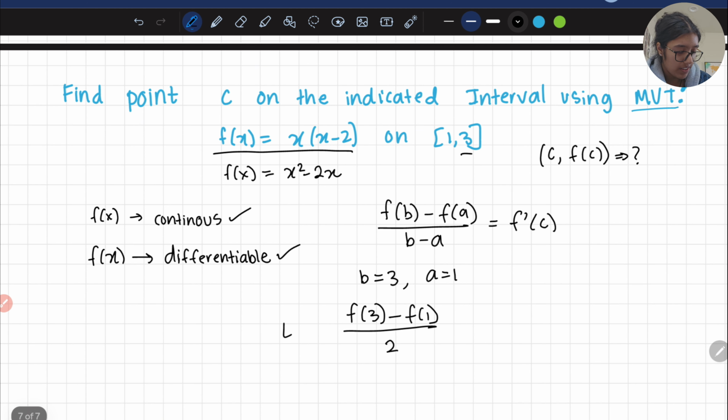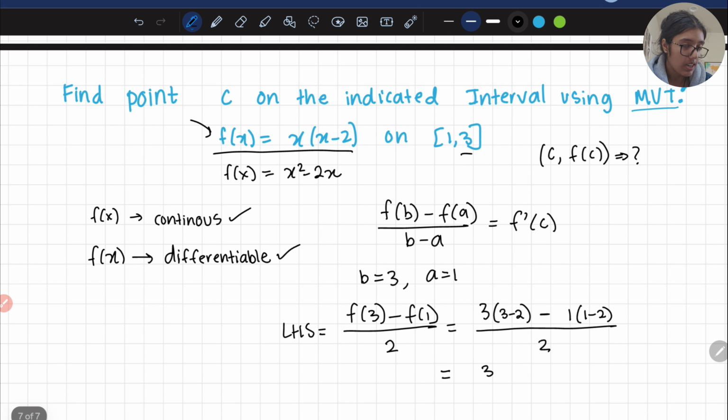And now let's just focus on the left side. Let's try to figure this out. F of 3, we could find that out. Let's just plug it into this function. So we have 3 times 3 minus 2 minus, we can also find f of 1, plug it back into that same function. We have 1 minus 2 over 2. Simplifying this, we get 3 times 1, which is just 3. We get minus 1 times negative 1, so that's positive. Over 2, we get 4 over 2, which is equal to 2. So the slope of the line connecting the endpoints is 2.